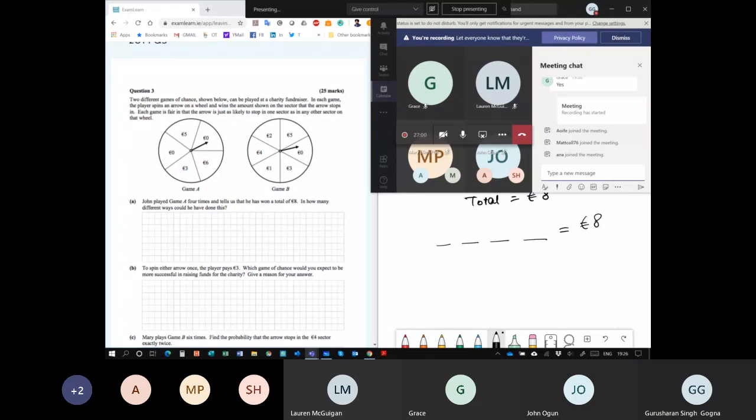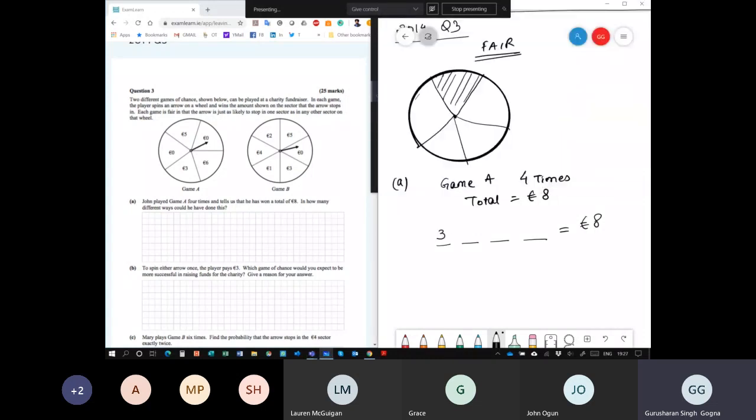For example, one way is in the first attempt, let's say he won... So all you need to think is if you add some numbers here, you should get 8, isn't it? Based on game A, 3 plus 5 is 8. So he can win €3 in the first attempt, €5 in the second attempt, then he got 0, 0. So the total is 8. 3 plus 5 plus 0 is 8. And then how will you list all the possible ways?